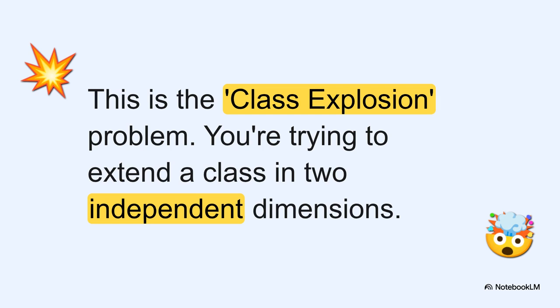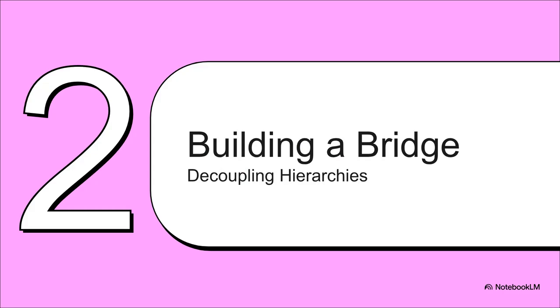The real problem here is that we have 2 completely independent ideas or dimensions that are changing, the shape's form and its color. And we're trying to cram both of them into a single rigid class hierarchy. That just doesn't scale. So, what's the fix? How do we escape this mess?